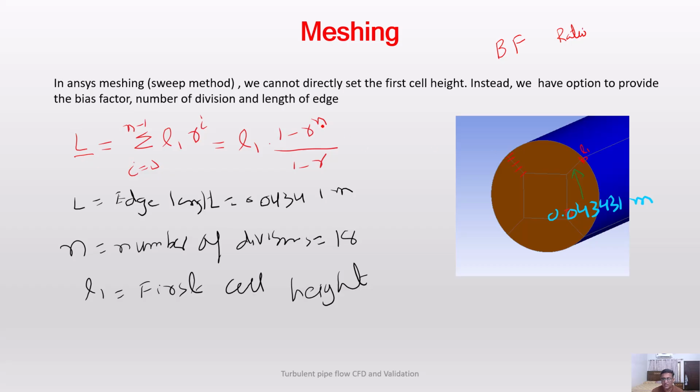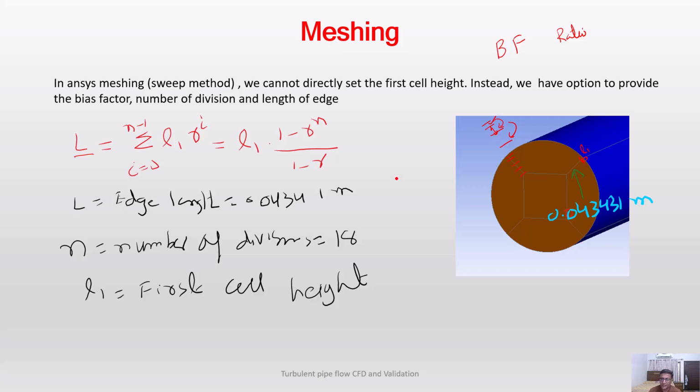So in this case the value of n will be 4, and R is the growth rate, that is, the rate at which the second cell and third cell grow from each subsequent cell. Let's say the growth rate is 1.2. So the size of the first cell multiplied by 1.2 gives the size of the second cell. For the third cell, the second cell height into 1.2 gives the height of the third cell. This is how it is going to grow.